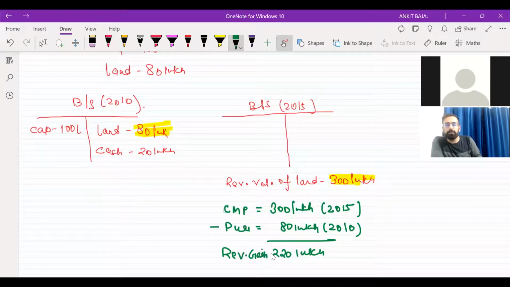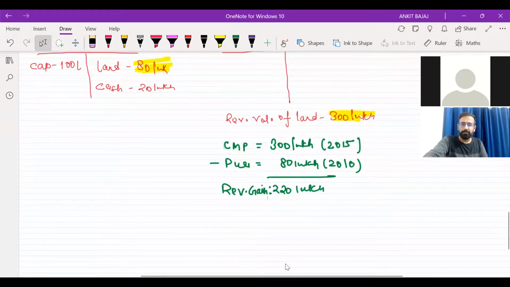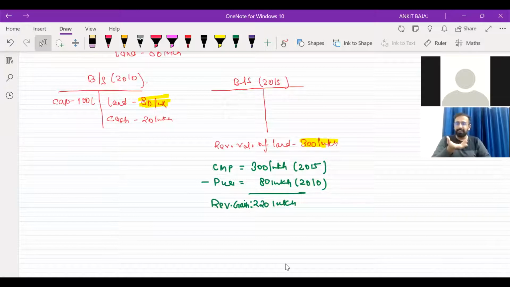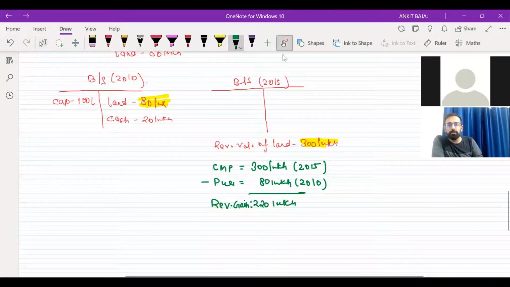Now, where will you show the effect of this gain in the financial statement? Definitely you will say that we will create a revaluation reserve. If there is any revaluation gain, we transfer that amount to revaluation reserve. To transfer this amount to revaluation reserve, you will pass some journal entries. Now, what journal entry will you pass to record this transaction?